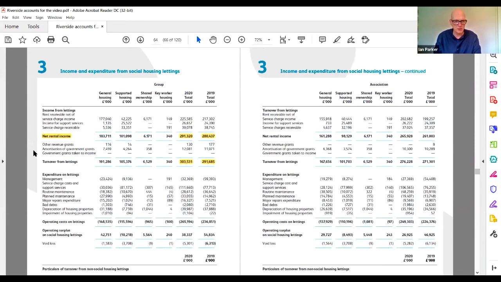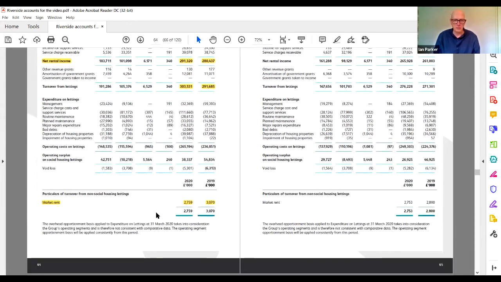Well, just looking there, you can see that the net rental income for 2020 was 291 million, and turnover from lettings overall was 305. This is note 3, and it shows that the net rental income for 2020 was 291 million, and the turnover from lettings overall was 305 million. Also, there's market rent of nearly 3 million. This gives you more detail.